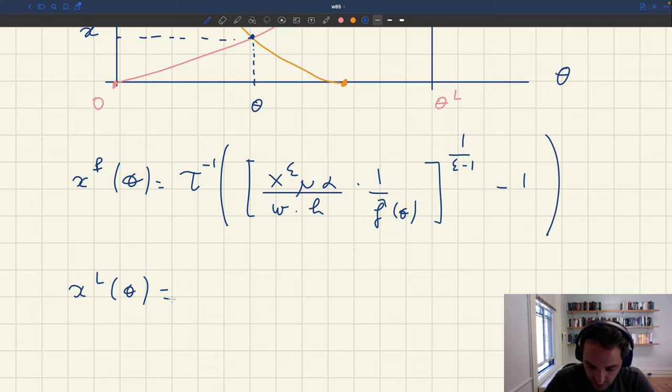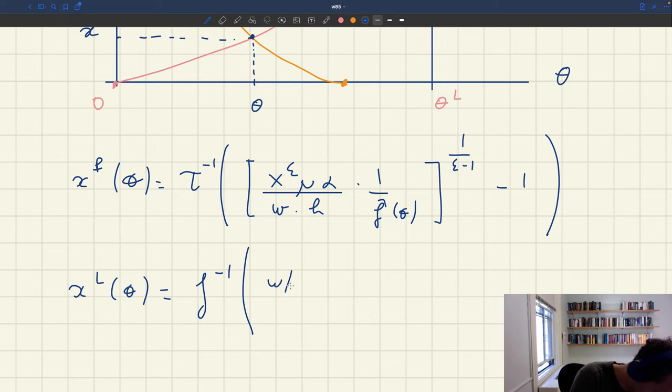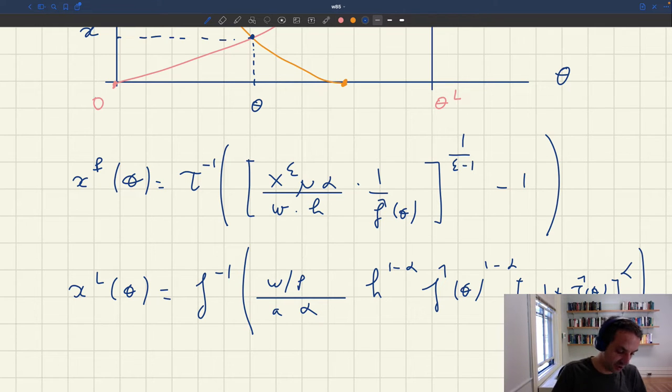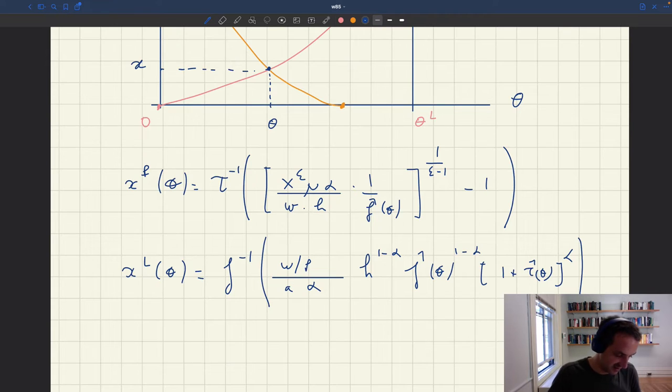And then the xl of theta. Again, here I'm using the results from the previous lecture: f minus 1, where f is the selling probability, and then we had w over p, the real wage. And then we add A, technology, alpha from the production function, H, 1 minus alpha, the size of the labor force, F hat of theta, the job finding probability, 1 minus alpha, 1 plus tau hat of theta, alpha. Here we are. Okay, so these are our two equations that we've represented here in the diagram.